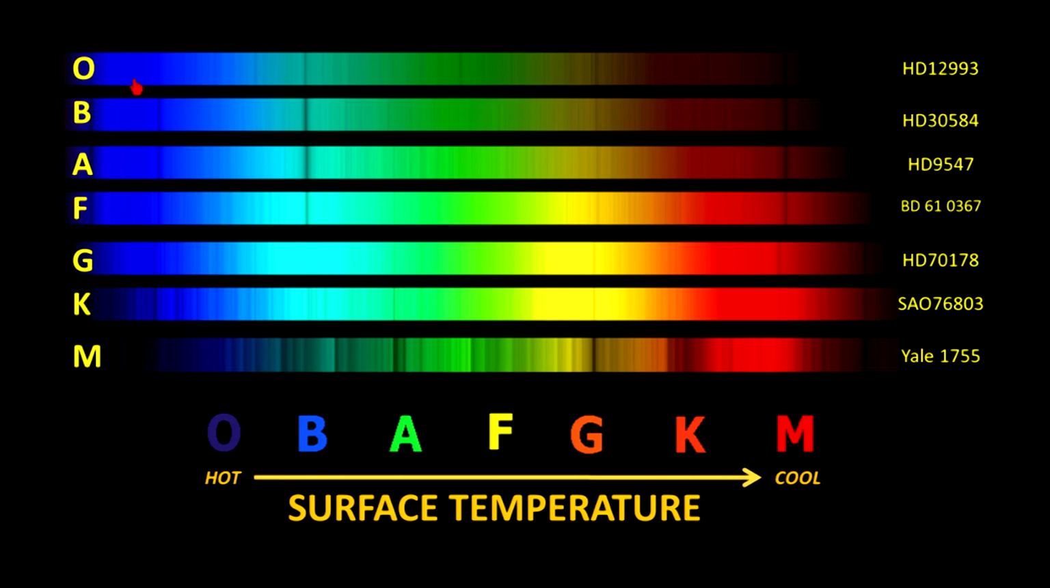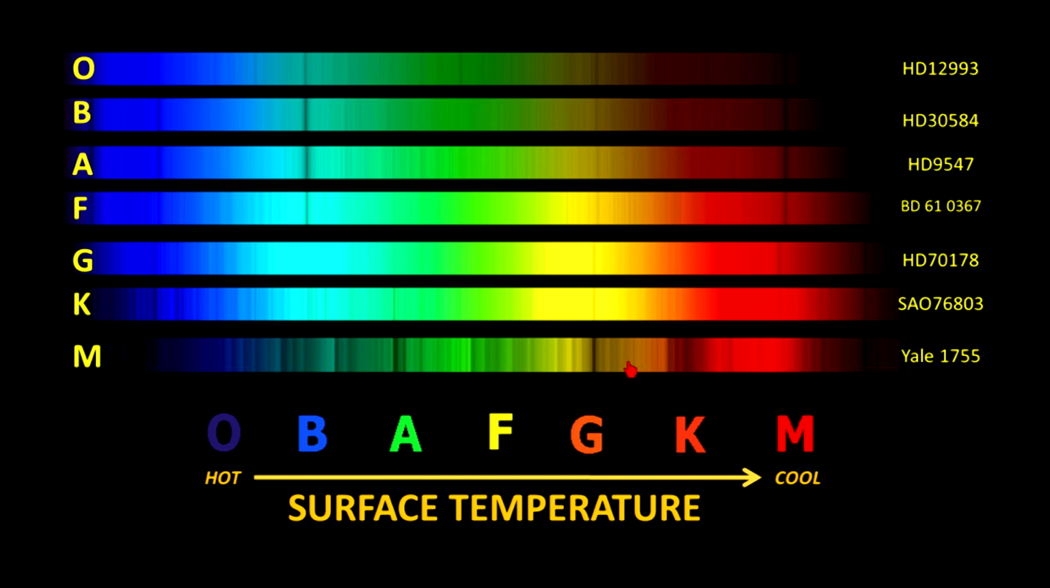A star that has these features is in the category called spectral type O. A star with these features is spectral type B. These features, spectral type A, etc. Now, there are a lot of very complicated details that go into this, and we're not going to worry too much about that, but here's what I want you to notice.